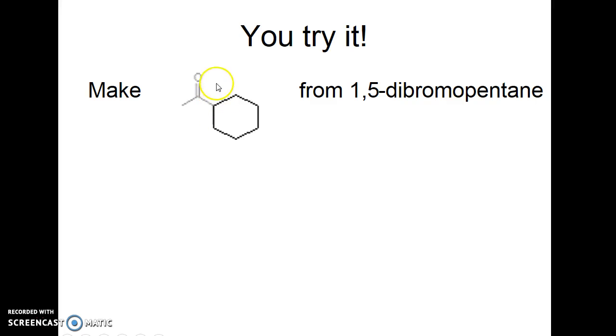If I look at this, this looks like acetone if I cut these bonds. That makes you think of the acetoacetic ester synthesis. So what can I use as my alkyl groups? 1, 2, 3, 4, 5, the 1,5-dibromopentane. And what do I use as my starting material with the carbonyl? I'm going to use this.